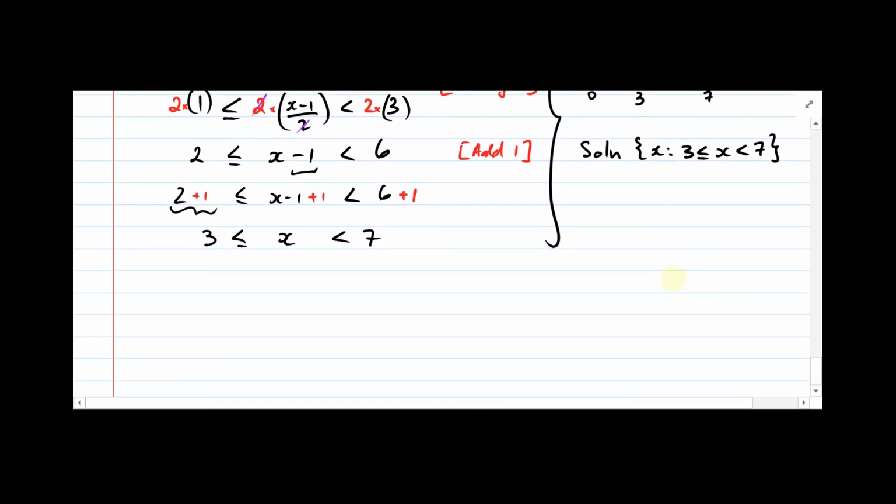Alright, let's do a couple more, two more at least, where I want to change things up. This time, solve the set. I'm going to be a bit more formal about it this time. Minus 6 is less than or equal to 4 minus 2m, which is less than 8, and m is a member of Z.